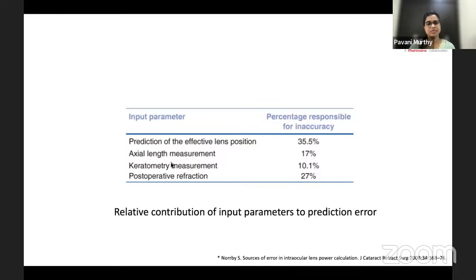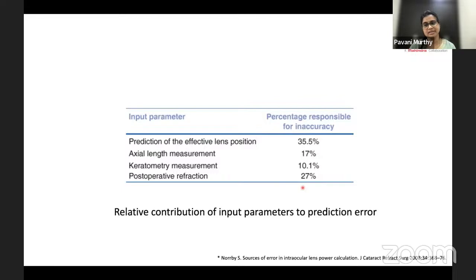So there was a study which was published in JCRS 2008, which evaluated the percentage contribution of the parameters to IOL prediction errors. What you will see here is effective lens position contributed the most, followed by axial length and keratometry contributing to a third of the patients, and post-operative refraction also contributed to a third of the patients.